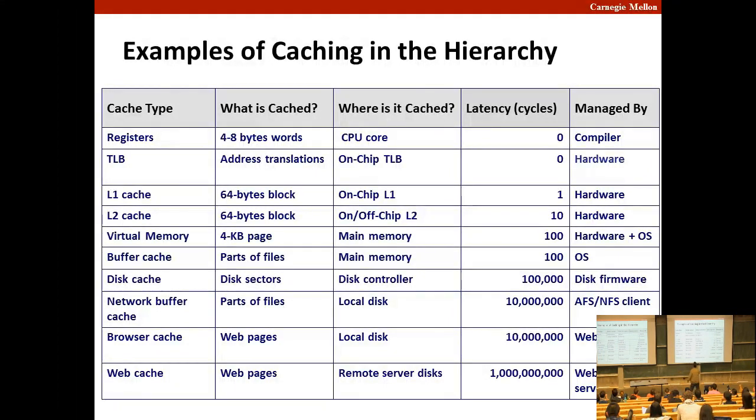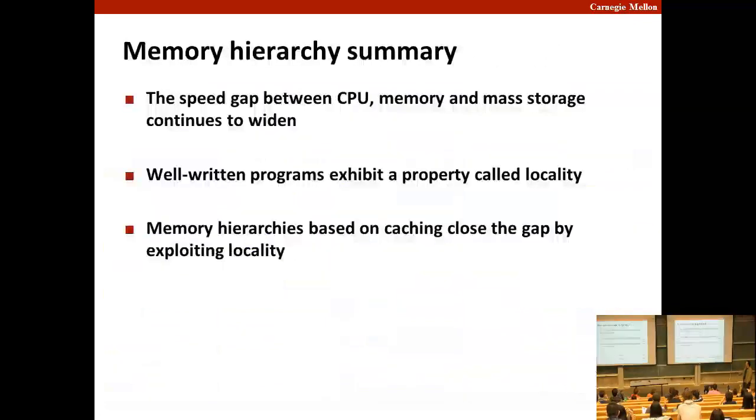And so here are examples of caches in the hierarchy. Caches are used all over. Registers are a type of cache. The TLB translates page addresses. We'll talk about that. L1 and L2 cache. The buffer cache for disk, for files. Network caches, browser caches, and so on.